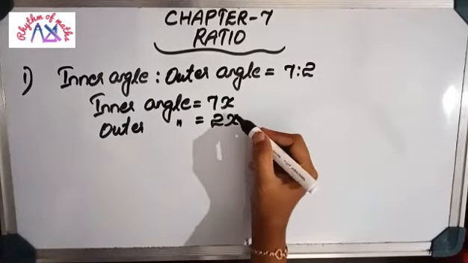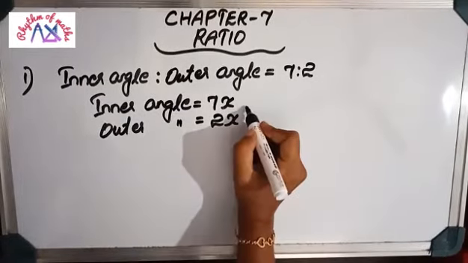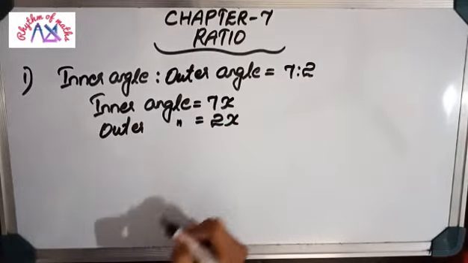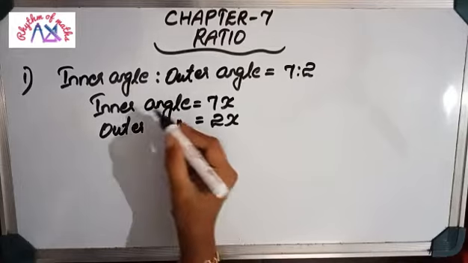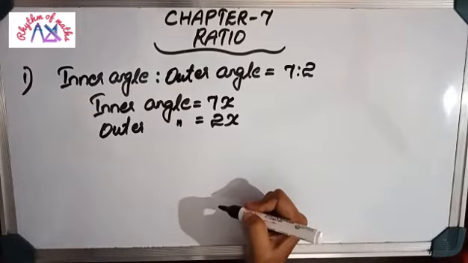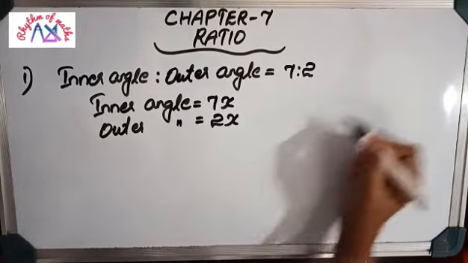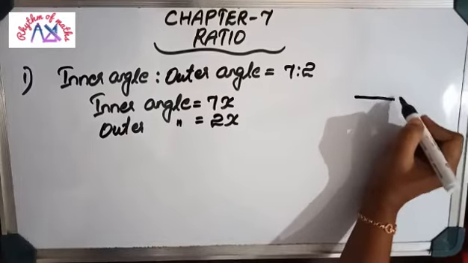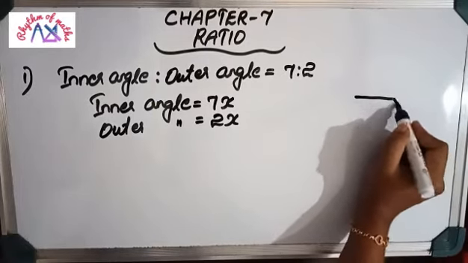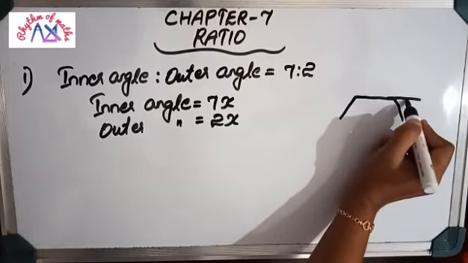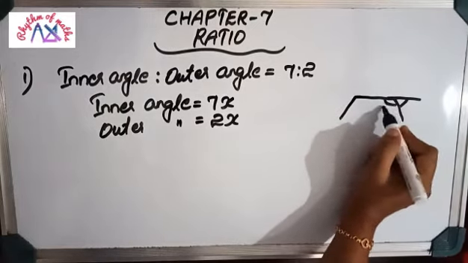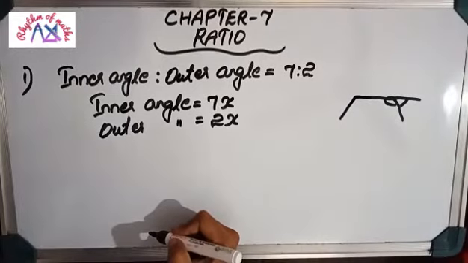So in terms of x, the inner angle will be equal to 7x and the outer angle will be equal to 2x. Now to find this, we know that the inner and outer angle sum is 180 degrees according to the linear pair. Suppose this is part of a regular polygon. This is the outer angle, and suppose this is the inner angle. The sum of these two is 180 degrees. That we have already learned in the Polygon chapter.